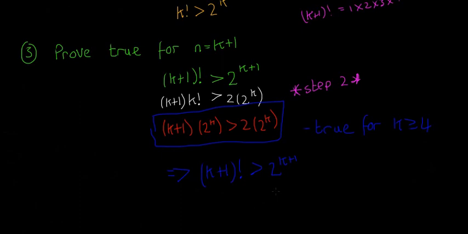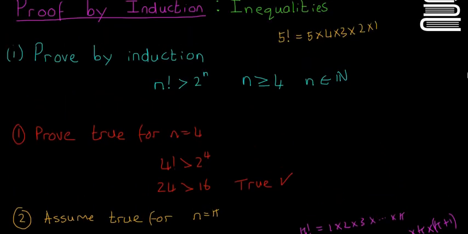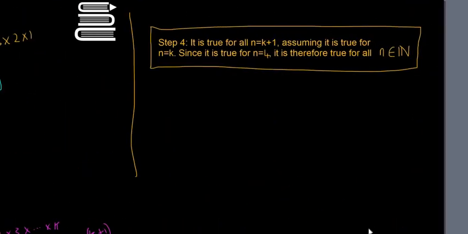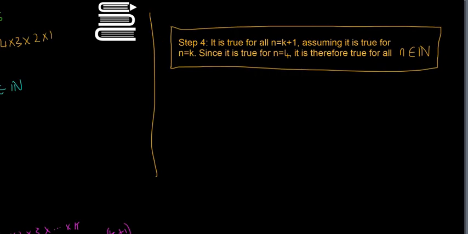And this line here also means that it is, we'll say, true for n is equal to k plus 1. So now we have our step 3 proved, and now the last thing is to write our finishing sentence. So I'll go back up here and to the right. And we have step 4: it is true for n is equal to k plus 1, assuming it is true for n is equal to k. And since it is true for n is equal to 4, it is true for all n is a natural number and n is greater than 4 as well.